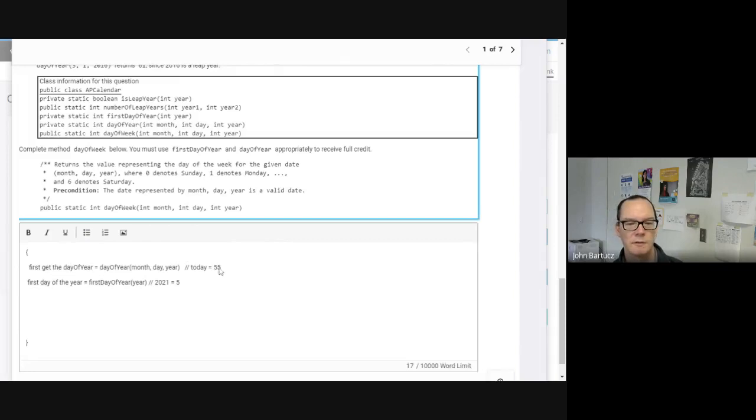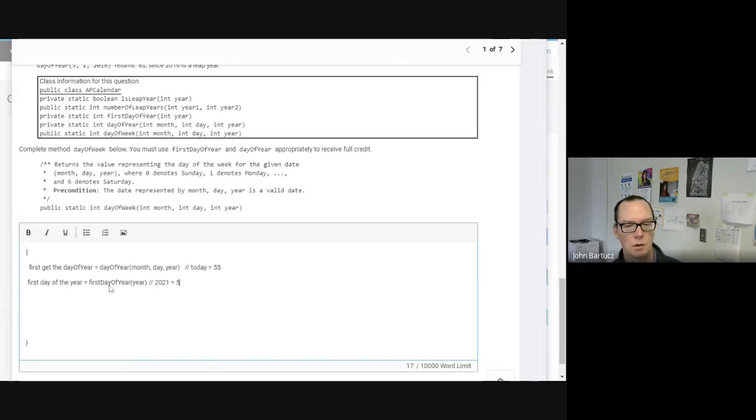I'm just going to say if today's day 55 and the first day was a 5, then I'm going to need to do something mod 7 here. I feel like I need to either divide by 7, I'm going to need to mod by 7.